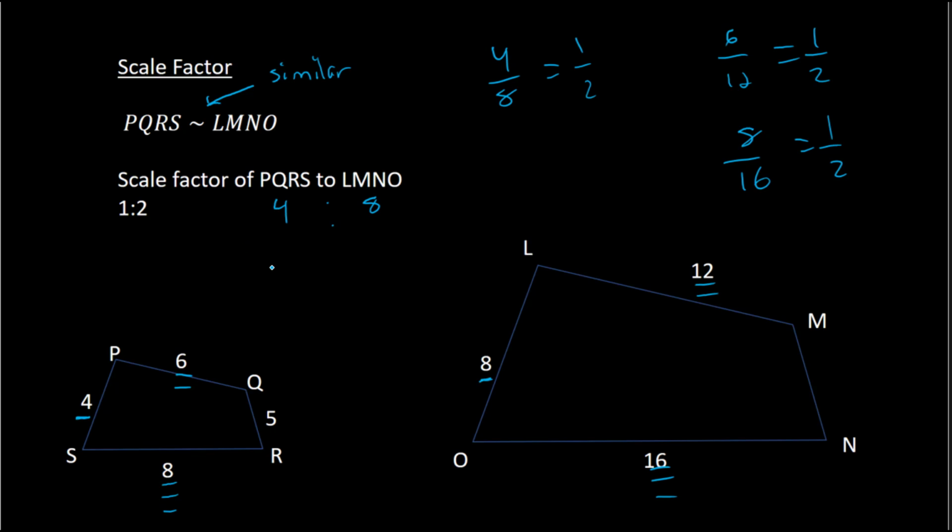So if I were to say this the opposite way, tell me the scale factor of LMNO to PQRS. LMNO is the bigger quadrilateral. PQRS is the smaller. So I pick a side from the bigger quadrilateral, such as the 8, and then pair it up with the corresponding side of the smaller quadrilateral, which would be the 4. So 8 to 4, which would simplify to become 2 to 1. So again, make sure that you are being cautious with the order in which you're putting the numbers.